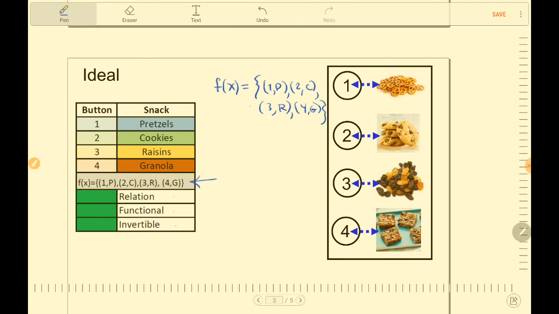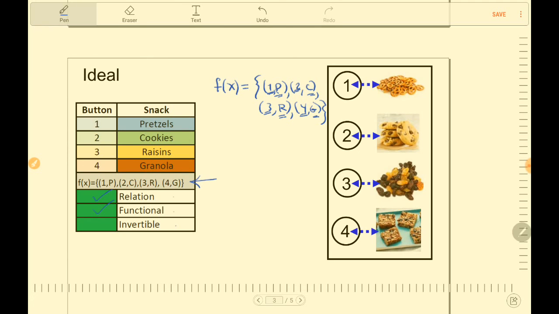So that's a relation, and it's a function because there are no repeated x values, or in other words, there are no input values or no buttons that are assigned to more than one snack. So that's what makes it a function. Okay, so we have a relation, it's a function, and it's invertible because it is also monogamous the other direction. So notice that there are no repeats of any of the second coordinates.